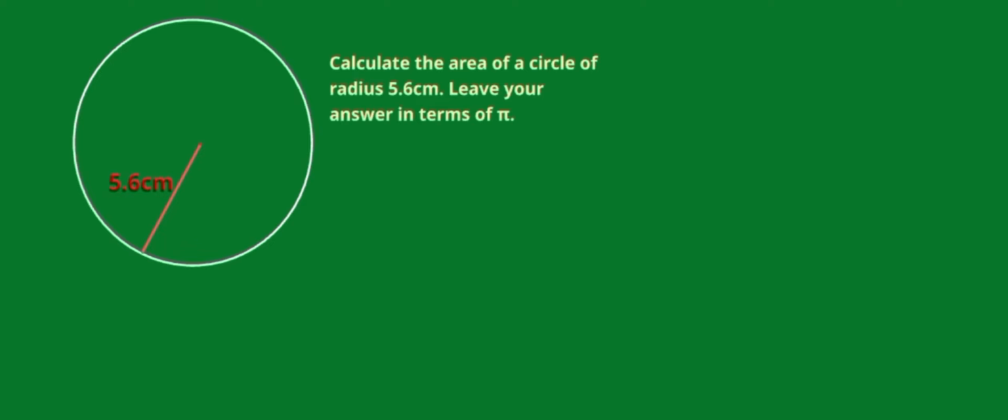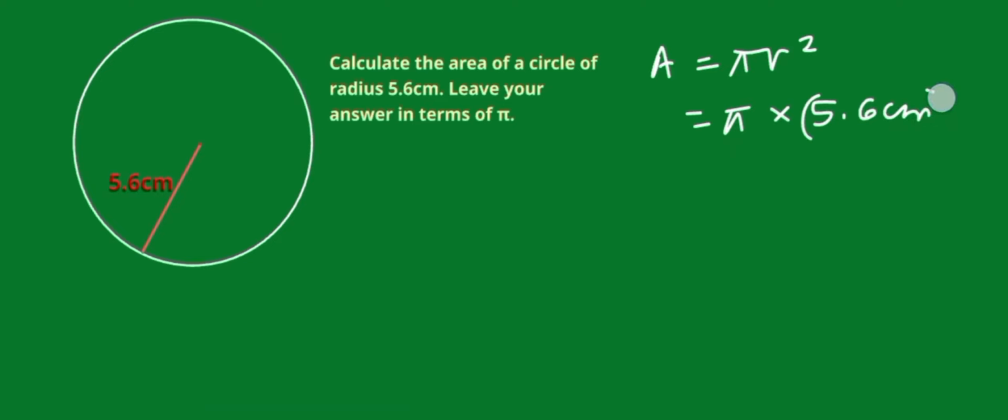Here the radius is given as 5.6 centimeters and the area as usual is pi r squared, and in this case it is pi times the square of 5.6 centimeters. This is 31.36 pi square centimeters. Now take note here, do not assume any value for pi except you're told the value to use. So if you're not given any value for pi, always leave your answer in terms of pi.